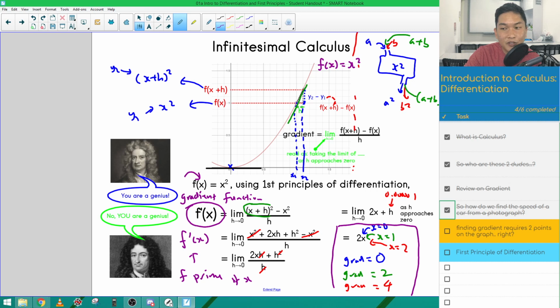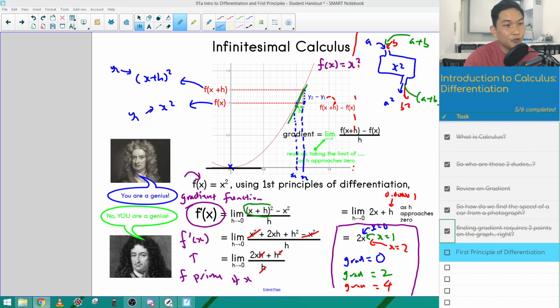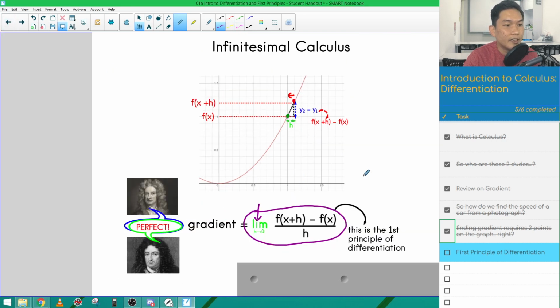So I'm going to check off question number 5 because it is an oxymoron. I first tried to convince you it's 2 points, but now I've shown you that, hey, you can do it at 1 point. And that I feel is the beauty of, okay, let me go back one page, the first principle of differentiation. That is so beautiful, right? It is so sneaky. We are using 2 points, but they're so close together, we consider it as 1 point. And it is so convenient for us, as you'll see later on when we apply this to real life situations.